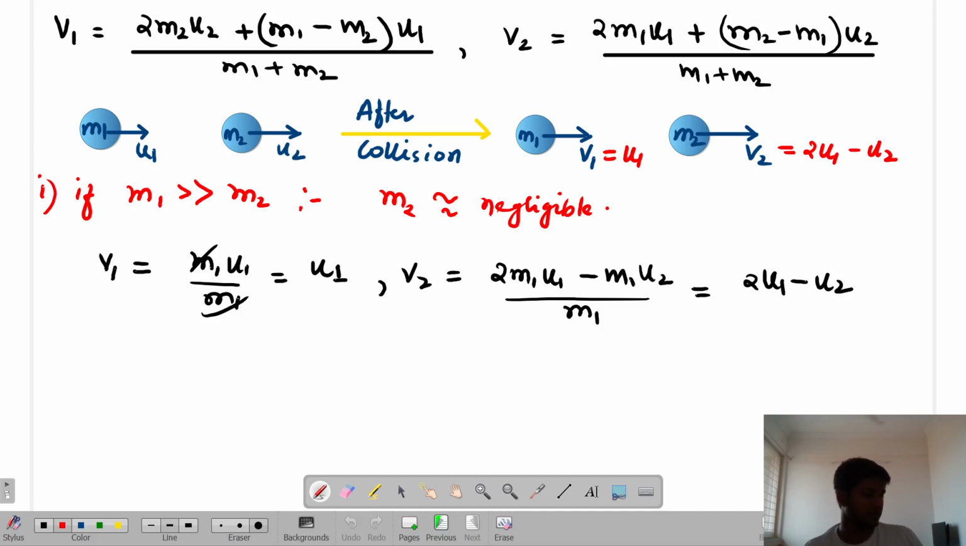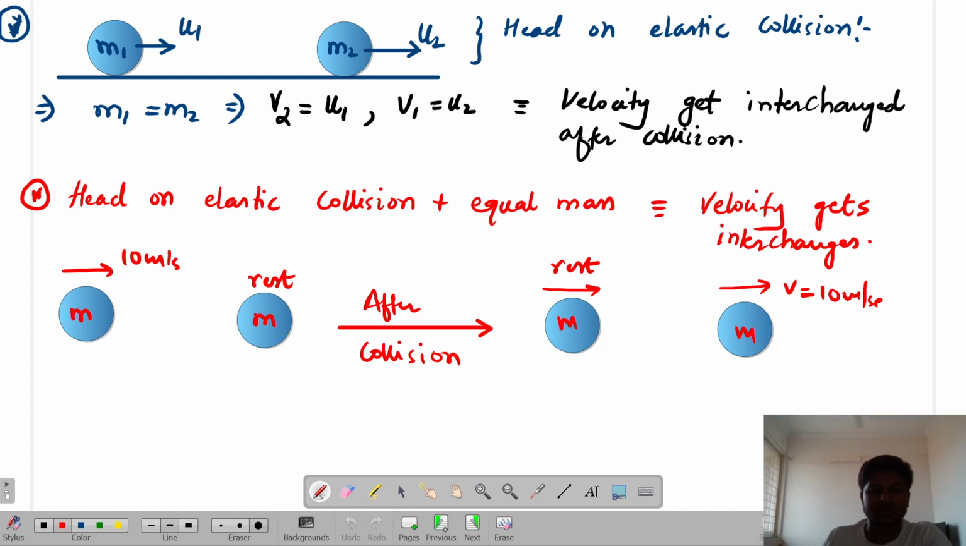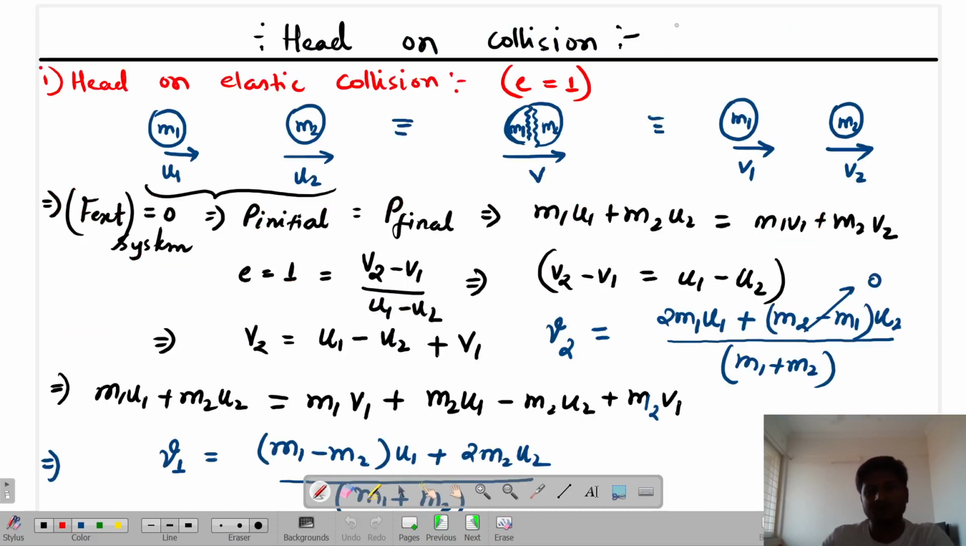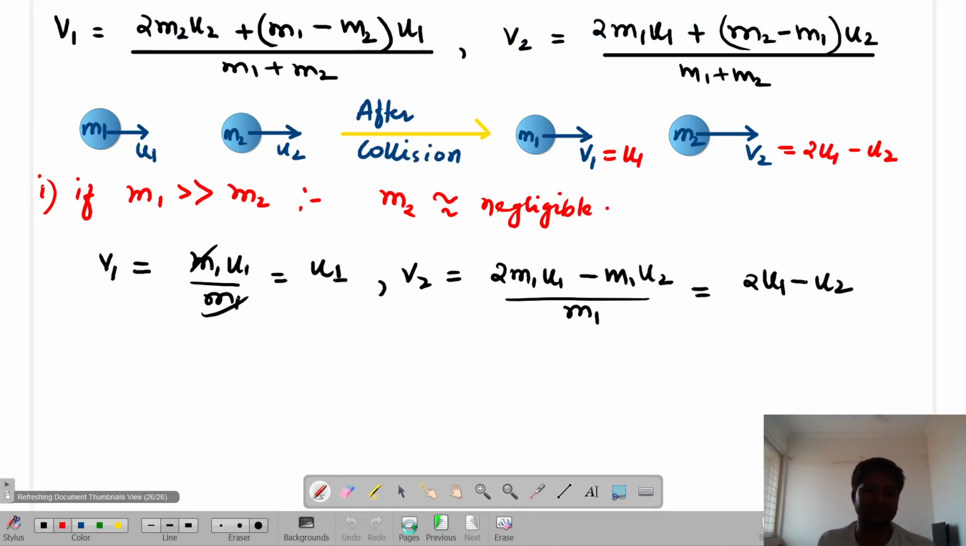So let us start solving some problems based upon these. Now, this head-on collision of perfectly elastic type was just a generalized idea. In elastic cases, there is no need of such questions. Elastic and inelastic and perfectly elastic do not have such a generalized idea.